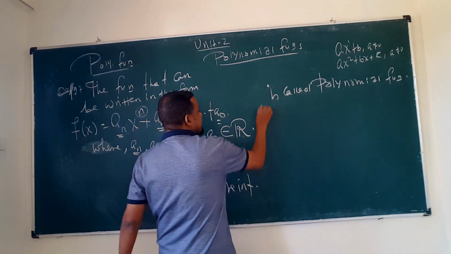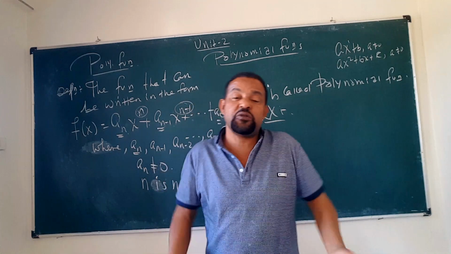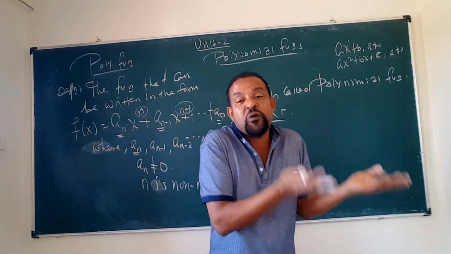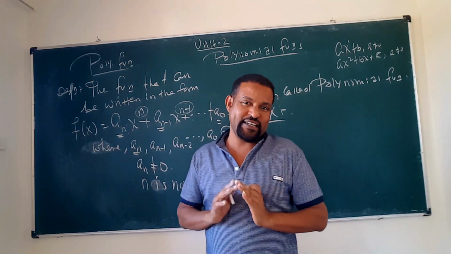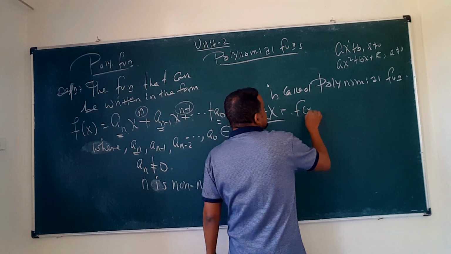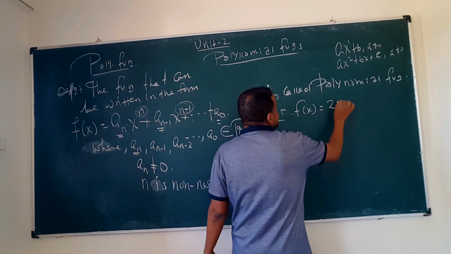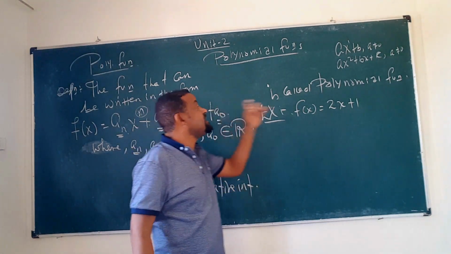Let's add examples, right? See examples of polynomials. A question will come: which one of the following is an example of polynomial function? Or which one of the following is not a polynomial? They will ask a question like this, and students should be able to identify. Say for example, f of x is equal to 2x plus 1. It's a linear function, right? It's a linear function and it's an example of a polynomial.